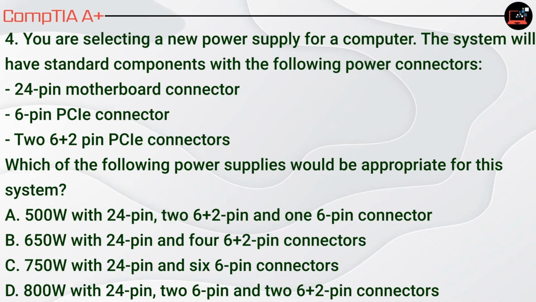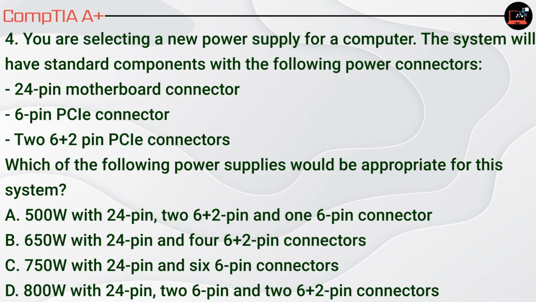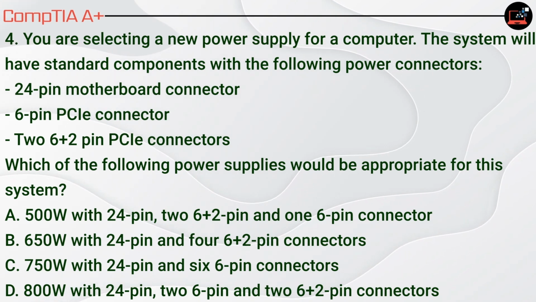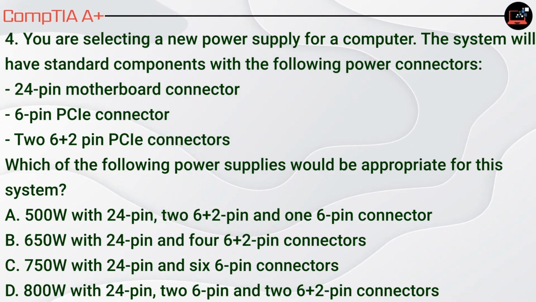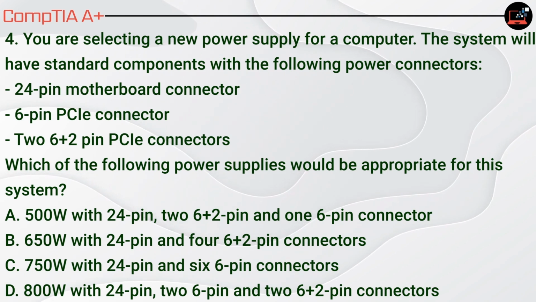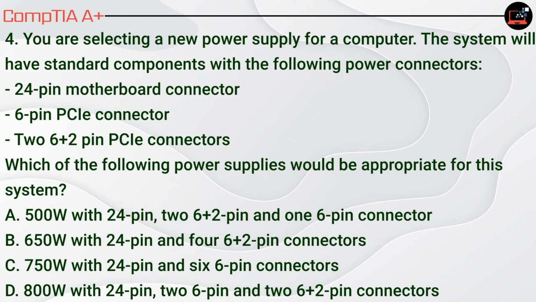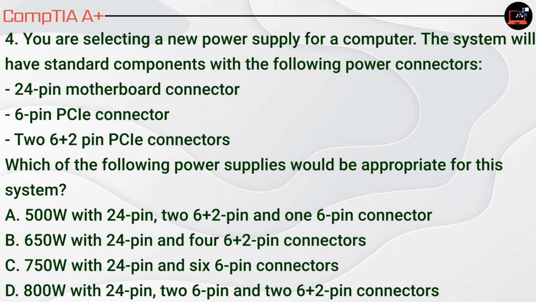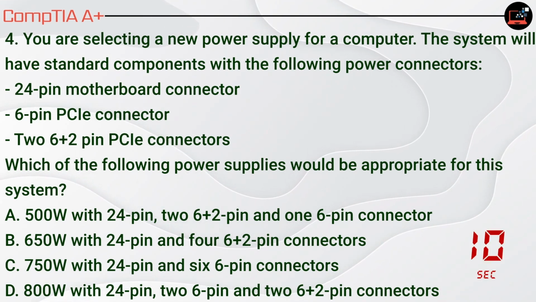A. 500 watts with 24 pin, 2 6+2 pin, and 1 6-pin connector. B. 650 watts with 24 pin and 4 6+2 pin connectors. C. 750 watts with 24 pin and 6 6-pin connectors. D. 800 watts with 24 pin, 2 6-pin, and 2 6+2 pin connectors.